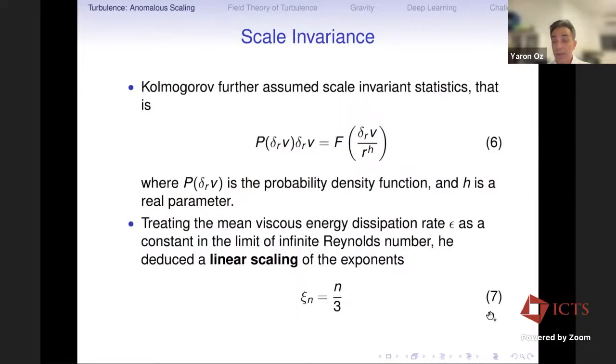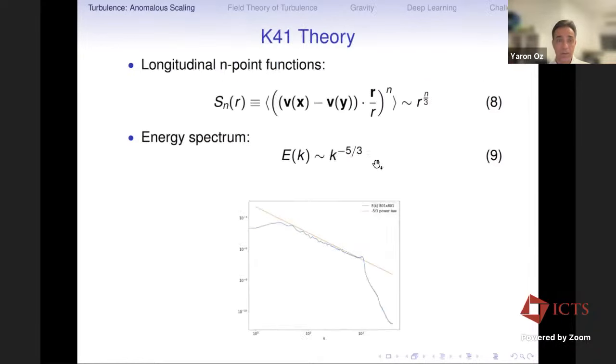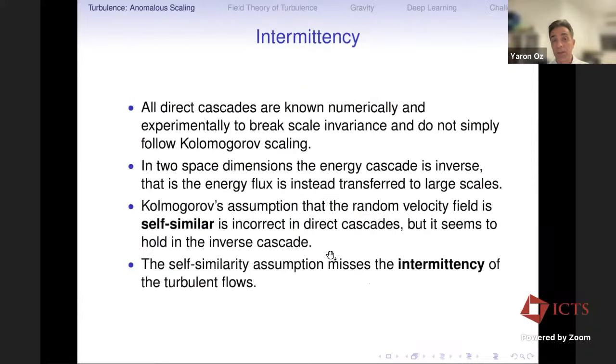And what you get is the famous Kolmogorov linear scaling, what we call dimensional analysis in field theory. So the structure functions will scale like r to the power n/3. In particular, if you take n equal to 2 and Fourier transform, you get what we call the energy power spectrum, with this famous Kolmogorov scaling. It's actually pretty good, and it's pretty good even now. But we do know that this is actually incorrect. It's known numerically and experimentally that all direct cascades, the cascades I was talking about, break the scale invariance.